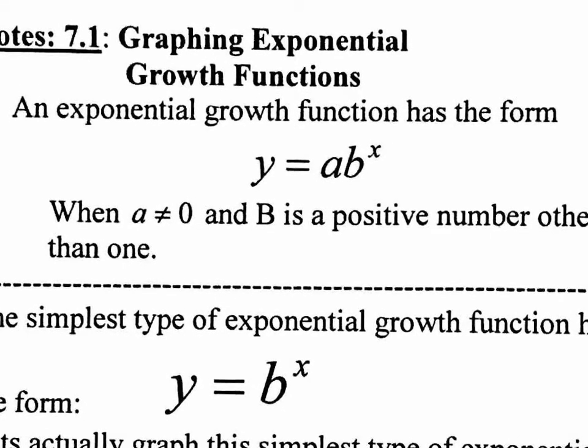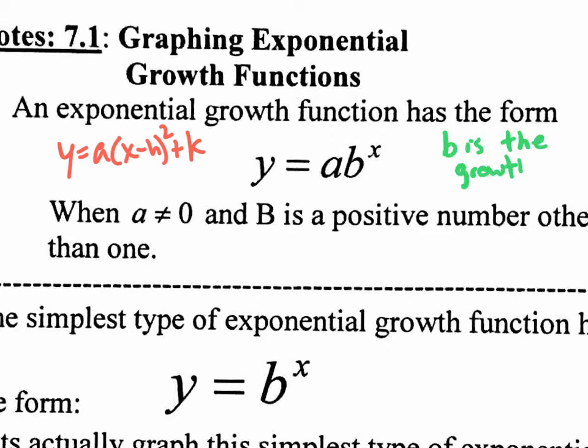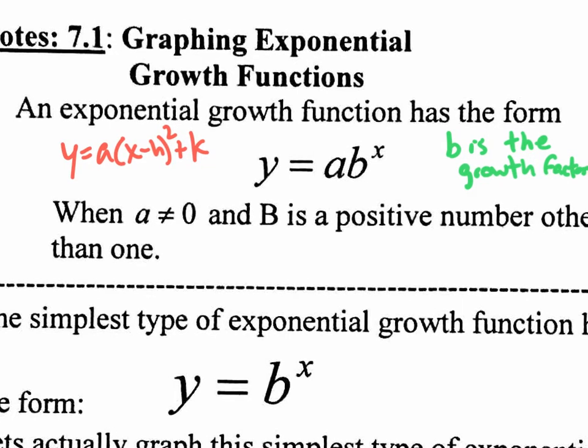And similar to the vertex form, y equals a parentheses x minus h squared plus k, similar to that, the a value tells you if it opens up or down. The b is going to be the base, which is actually going to be called later on the growth factor. Okay, so we might as well jot down some notes. We could put b is the growth factor.